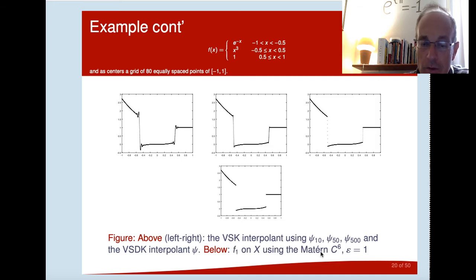And here, what we use as a kernel is the Matern kernel C6 with epsilon equal 1. Okay, and the set of points that we have taken were centered on a grid of 80 equally spaced points in minus 1, 1.